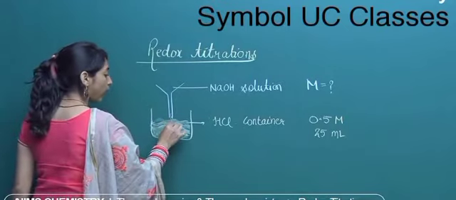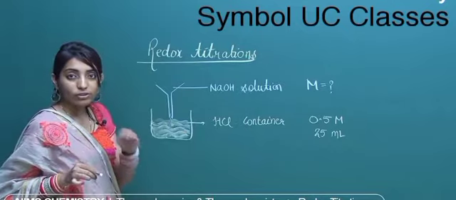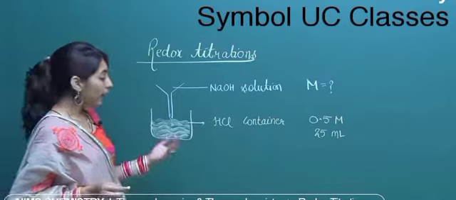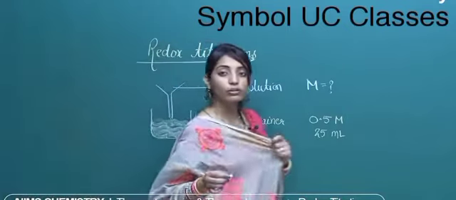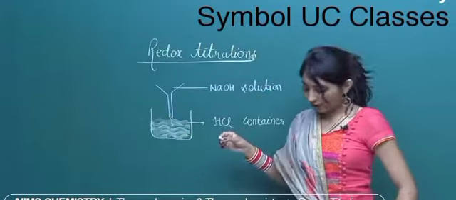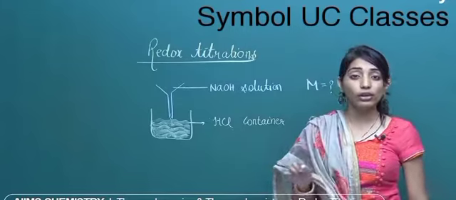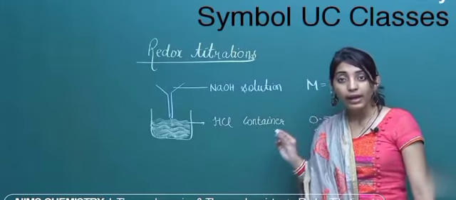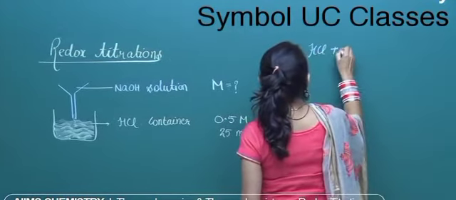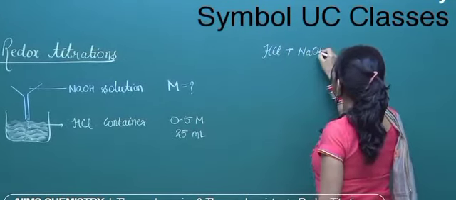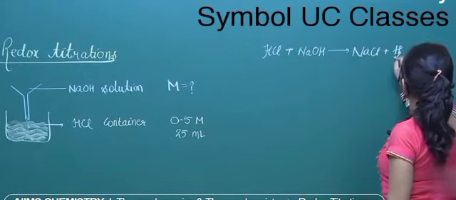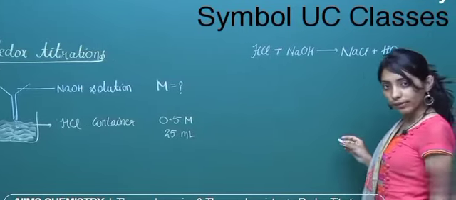Then you will start adding NaOH from outside. You keep on adding NaOH till the time you get the slightest pinkish color in the solution. And when you get the slightest pinkish color, you say that the whole amount of HCl which was available in the container has been totally titrated with the NaOH, right? And then what do we say? Now if I write down the reaction, HCl combines with NaOH leading to the formation of NaCl plus water, right?